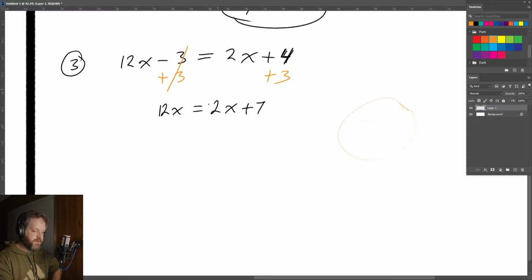So if we're going to subtract it, we can't subtract just 2, right? 2x. Minus 2x, minus 2x. So what do we have on the left side?